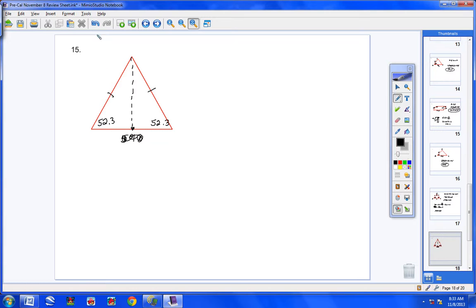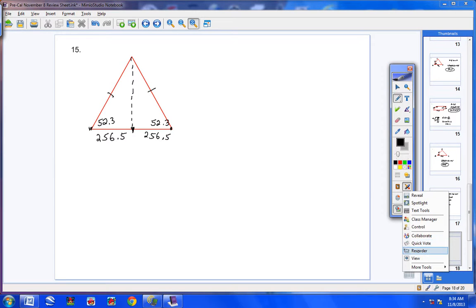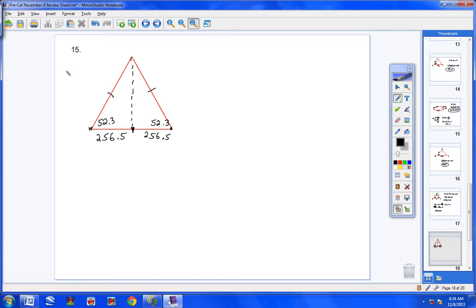So 513 divided in half would be, let me get out my eraser real quick, and I know it's going to be a decimal, but this is going to be much easier than using law of sines or law of cosines. It would be 256.5. So from here to here is 256.5, and from here to here is 256.5. Now you might say, Mr. Earhart, why did you do that? Well, because now I have right triangles.